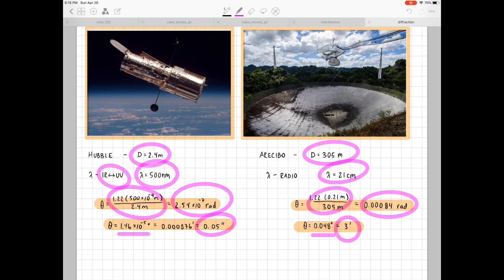And so that means the angular resolution of the Arecibo telescope is much worse. When you see these numbers, a larger number means that things have to be further apart on the sky for you to be able to tell that they're distinct, different objects when you take your image. So a smaller number, like with the Hubble Space Telescope, means that you can distinguish between two points of light on the sky that are much closer together than you can with the Arecibo telescope.